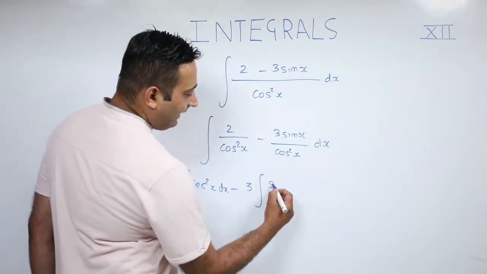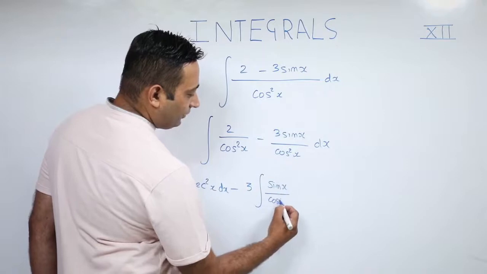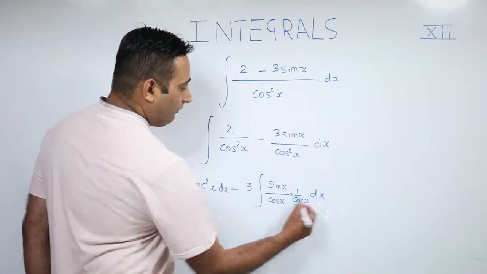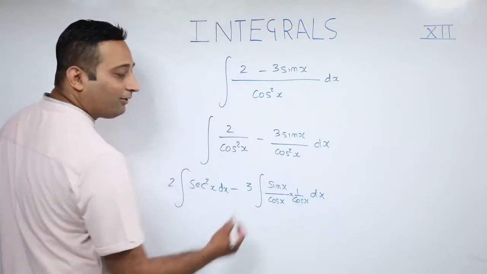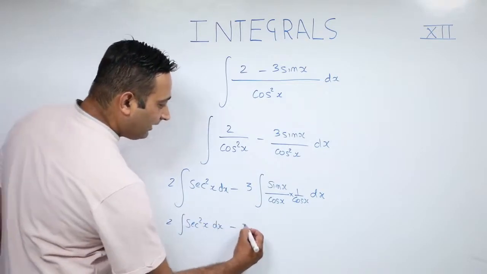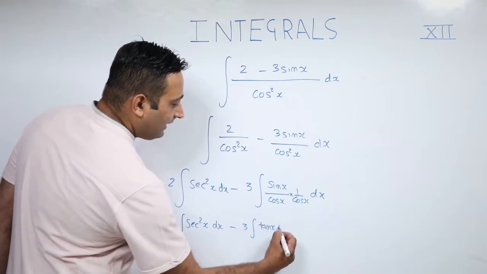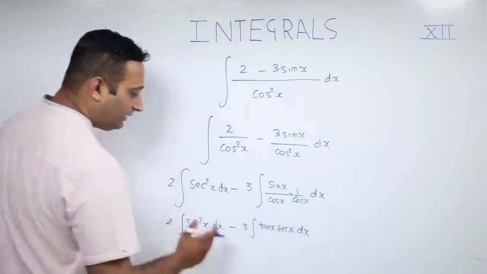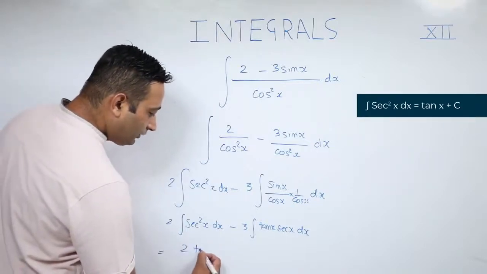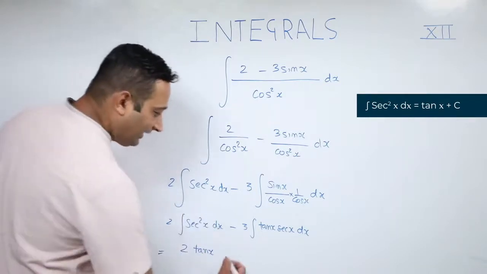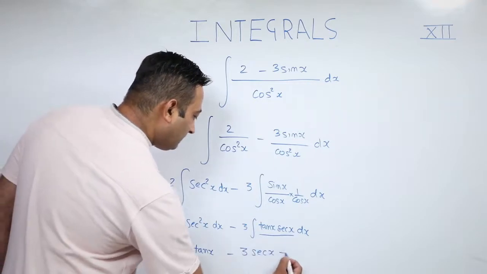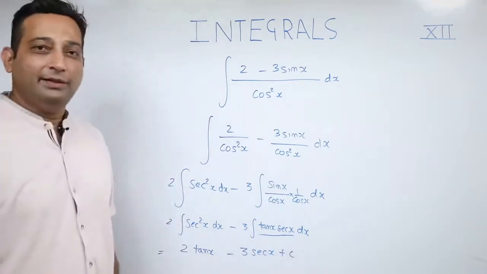Now, we'll split this like this, that sin x by cos x into 1 by cos x. We split the function cos square x like this. Now, we can say that sin x by cos x is tan x and 1 by cos x is secant x. Now, the integral of 2 secant square x dx minus 3 tan x into secant x dx. Now, the direct formula for both these functions are there, so this is equal to 2 tan x, because the integral of secant square x is tan x and the integral of tan x secant x is secant x. So, the final answer is 2 tan x minus 3 secant x plus c.